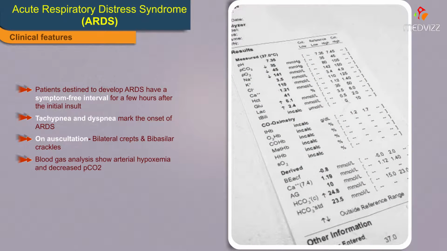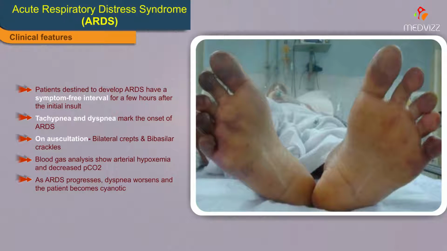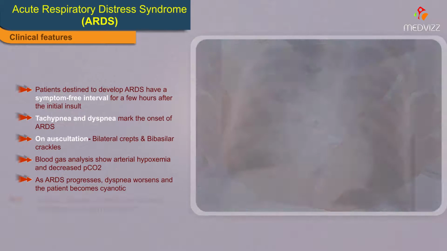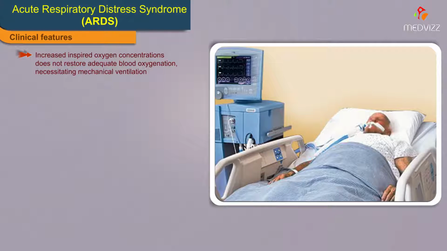Blood gas analysis shows arterial hypoxemia and decreased PCO2. As ARDS progresses, dyspnea worsens and the patient becomes cyanotic. Diffuse, bilateral interstitial, and alveolar infiltrates are noted radiologically. Increased inspired oxygen concentration does not restore adequate blood oxygenation, necessitating mechanical ventilation.